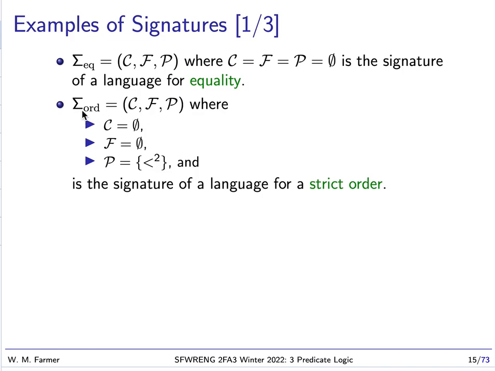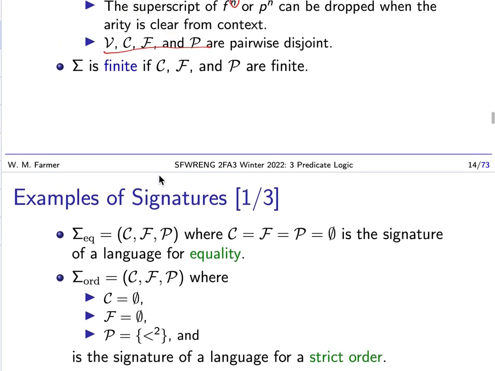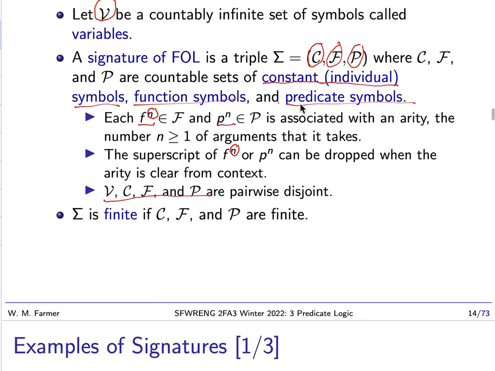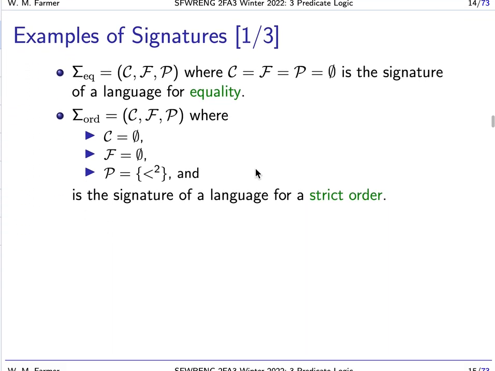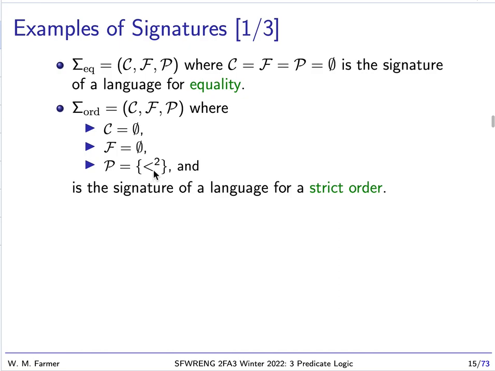The next example is sigma ord. This is a language for talking about orders. So what we need is just a relation symbol, less than, and I said relation symbol up here. Actually I should have said predicate symbols. We're using predicate symbols to represent relations.